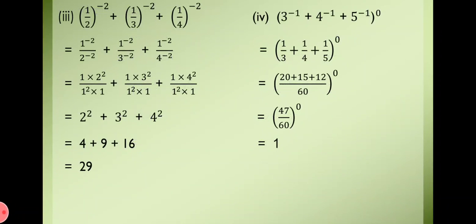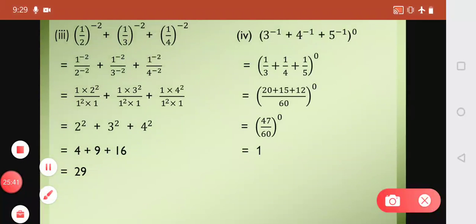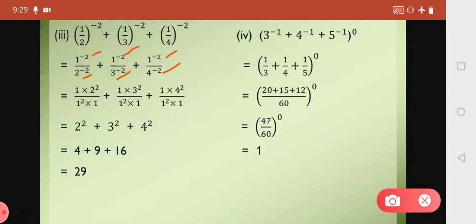Next, question number 3. 1 upon 2 whole raised to minus 2 plus 1 upon 3 whole raised to minus 2 plus 1 upon 4 whole raised to minus 2. Here first we split the powers, that is 1 raised to minus 2 upon 2 raised to minus 2. Similarly, plus 1 raised to minus 2 upon 3 raised to minus 2 plus 1 raised to minus 2 upon 4 raised to minus 2. Then we take the reciprocal of the negative powers.